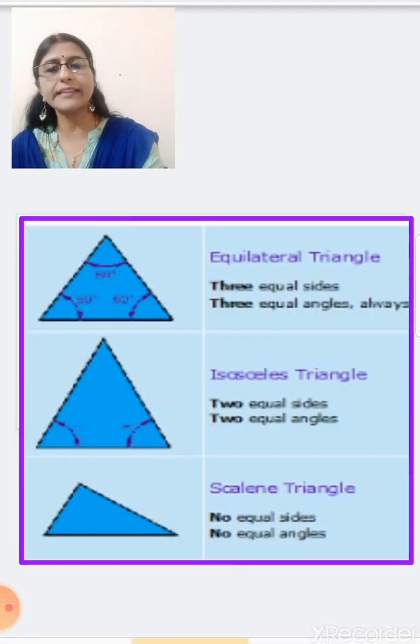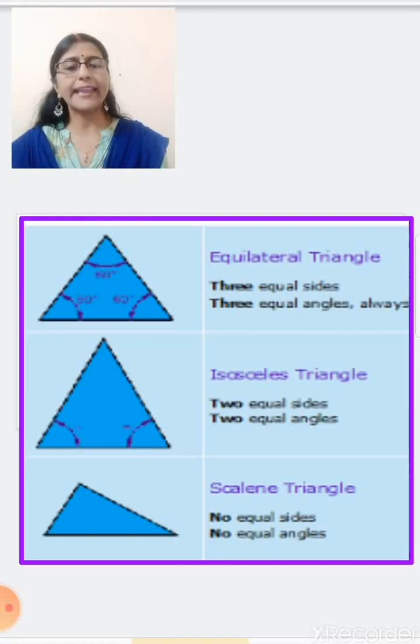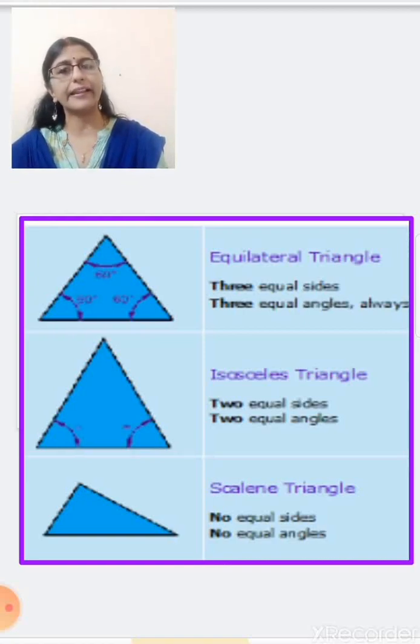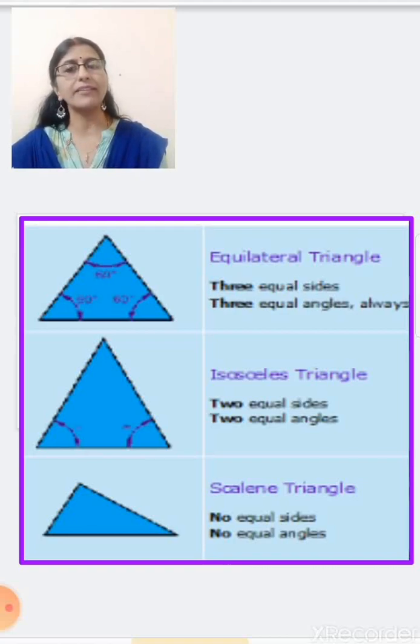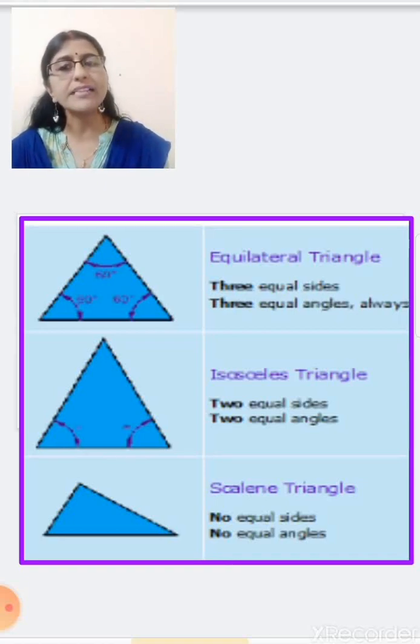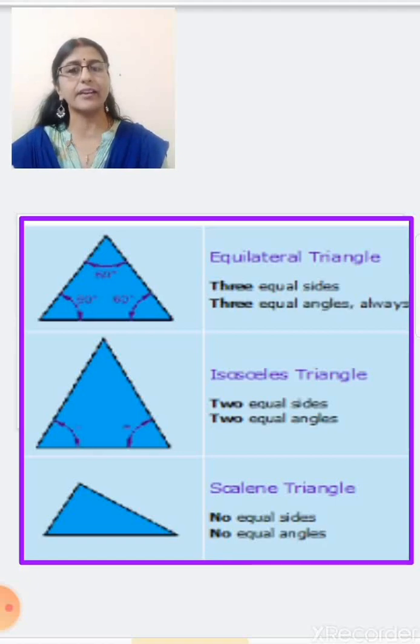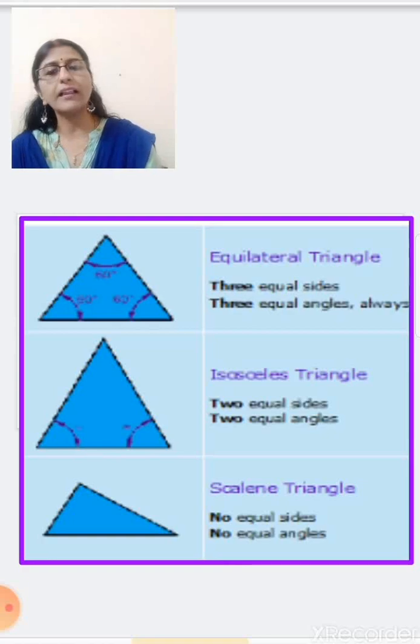Now let us see this slide. This is again the same equilateral triangle, isosceles triangle and scalene triangle. Equilateral triangle has 3 equal sides, 3 equal angles, and they are always 60 degree. Isosceles triangle has 2 equal sides, 2 opposite sides are equal, and 2 opposite angles are also equal in an isosceles triangle. Whereas in a scalene triangle, there are no equal sides, no equal angles.